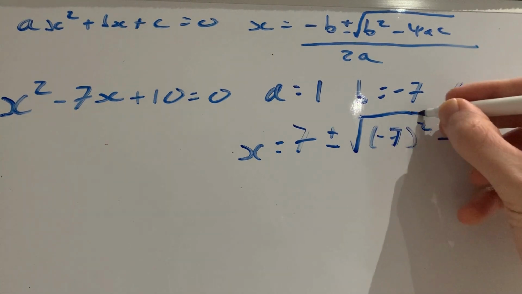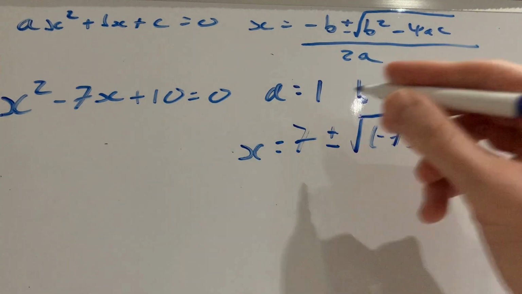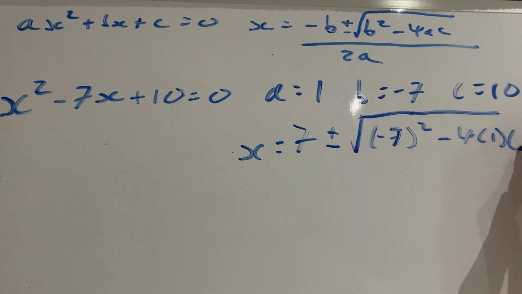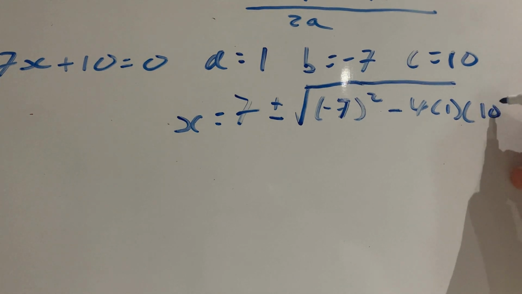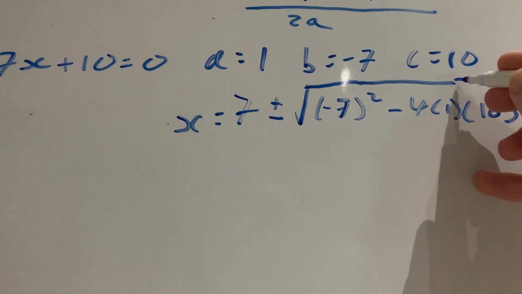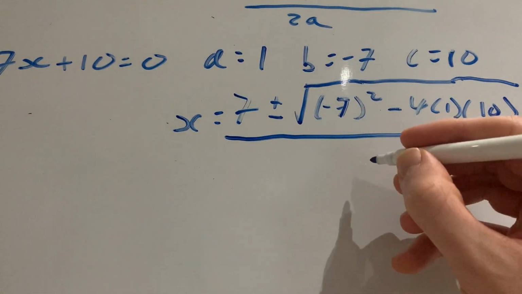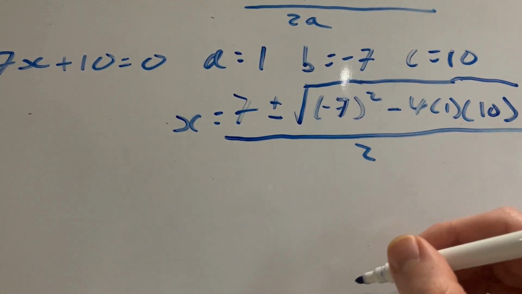minus 4ac. So minus 4, a is 1, so we can just kind of ignore it, but I'll put it there just to be clear. And then c is 10, so we'll put another 10 there. So all of that square rooted, all over 2a. So a is just 1, so 2 times 1 is just 2, all over 2.